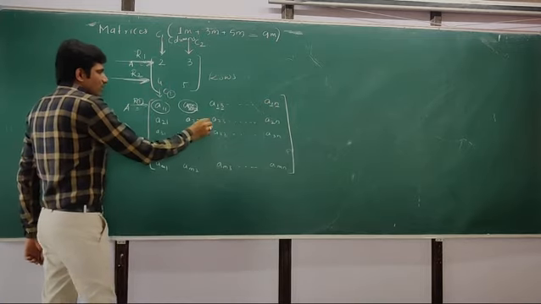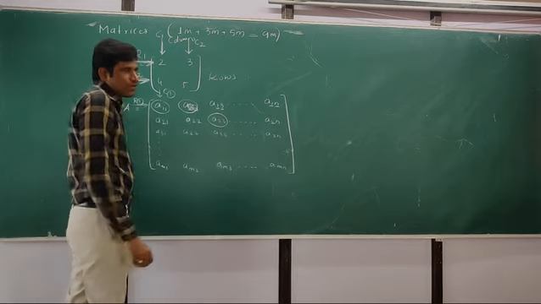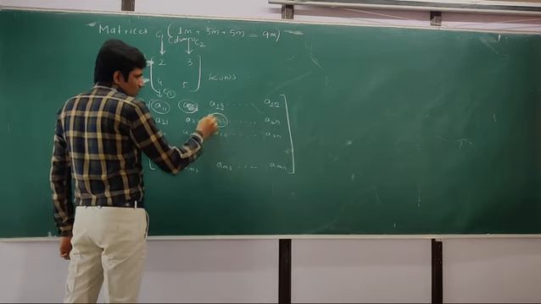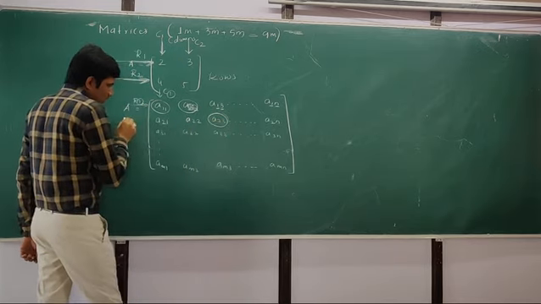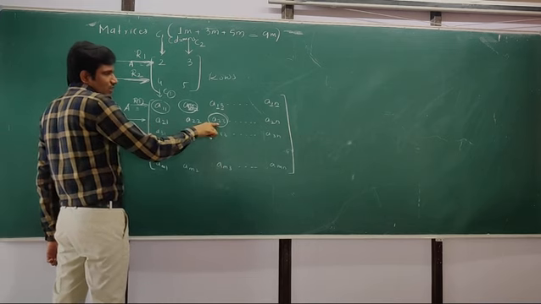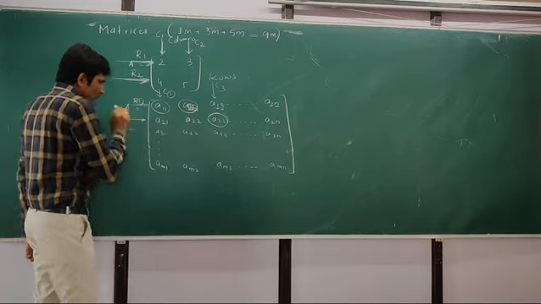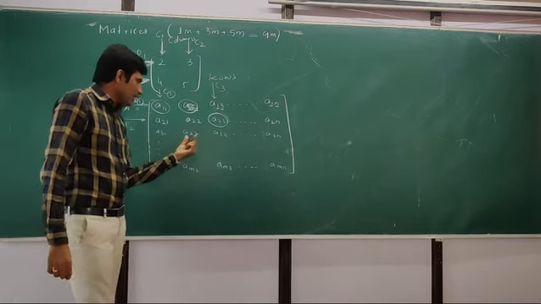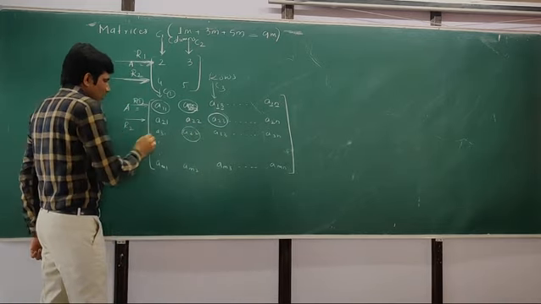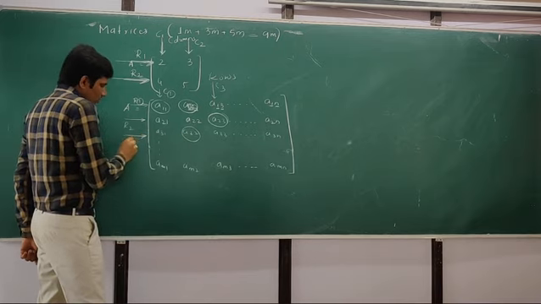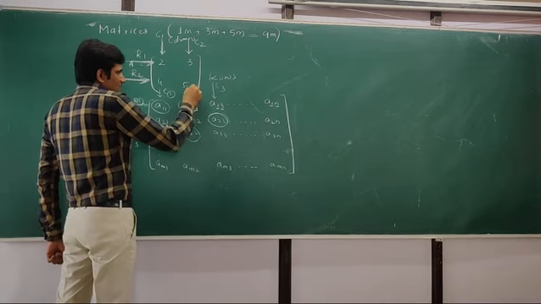Right? So for example, what does a23 represent? This a23 represents the element present in the second row and third column. What is this a32? This element is present in the third row, that is R3, and the second column.